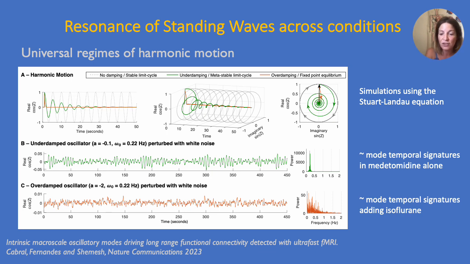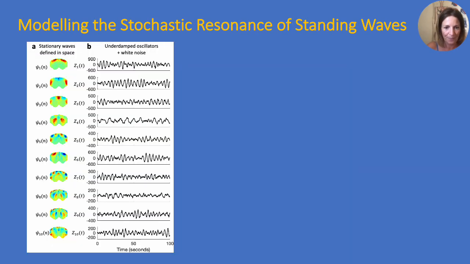Now, if the system is overdamped, we don't see this peak anymore. So clearly, the spectrum is more broad, but still peaks at lower frequencies. So we find that the temporal signature of an underdamped oscillator approximates what we observe in medetomidine in the response of the standing waves. And with high damping, we find that it approximates what we see with isoflurane anesthesia.